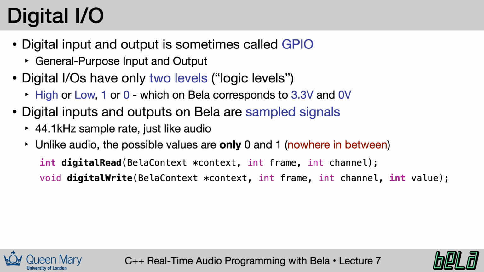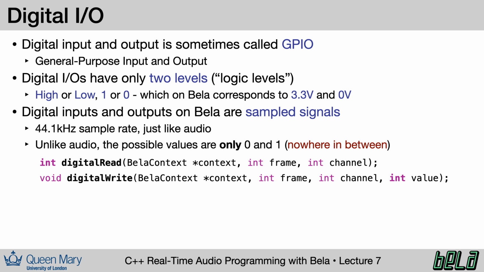Bela provides some functions to work with digital input and output. As we saw in the last lecture, these functions take not only which pin you want to read, but which frame you want to read it at. The reason for that is that these are sampled signals and we are processing by blocks, such that every call to our render function is going to have multiple frames within it, and we have to specify which one of them we want to read.